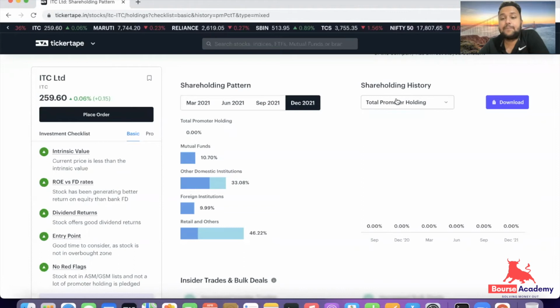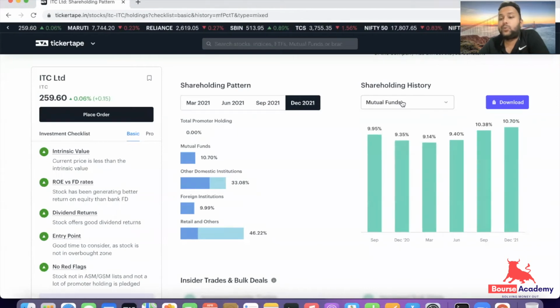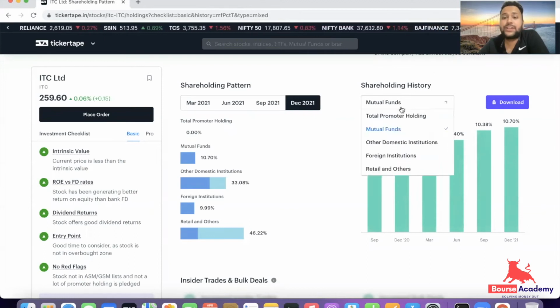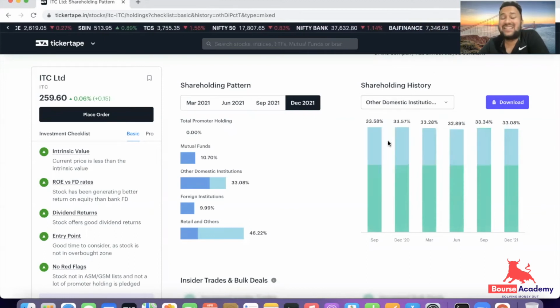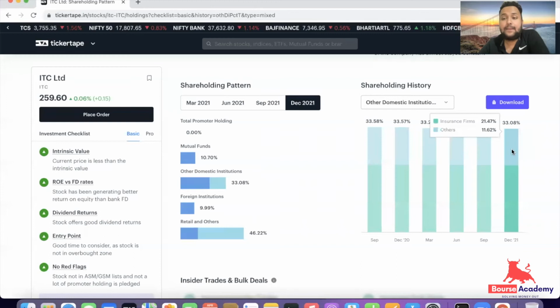ITC is clear-cut a promoterless company. Then mutual funds have been increasing their stake since the last 6 quarters in the stock of ITC. So again, that is very positive news for the stock. The second thing I wanted to share with all of you is other domestic institutions. If you look at other domestic institutions, you will clearly see that insurance companies are holding big time in the stock.